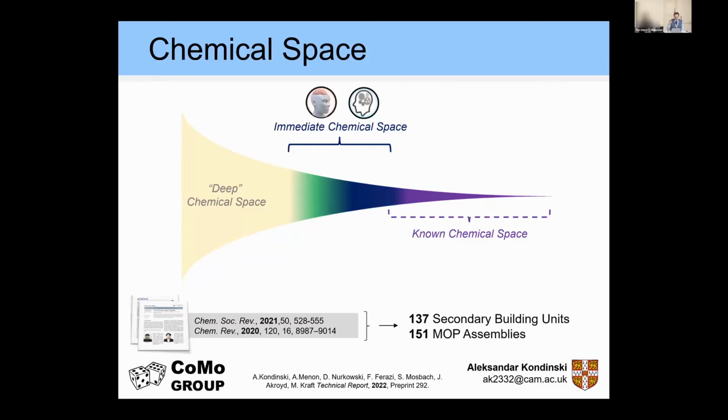Using these two reviews, we can curate in a clean fashion 137 secondary building units, and we can see that we have 151 MOP assemblies. The question is how many new ones we can derive further. So far, I have shown that basically we can. What is the state of the art? The question is, how do we bring in the thinking, how do we actually go towards how chemists may think spatially?